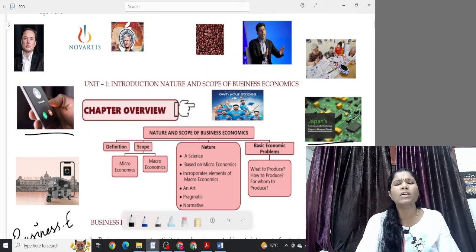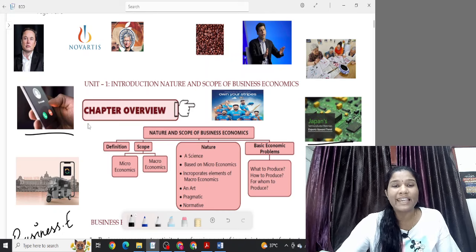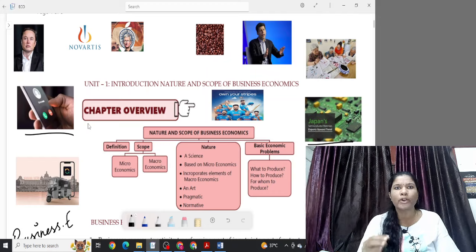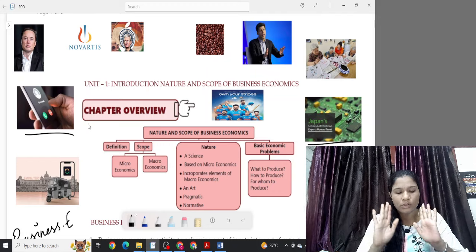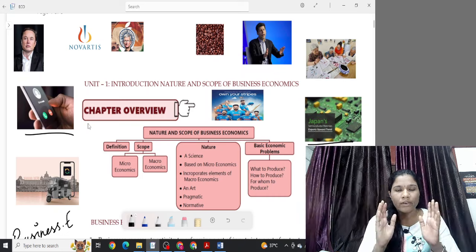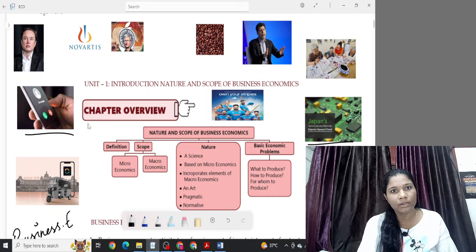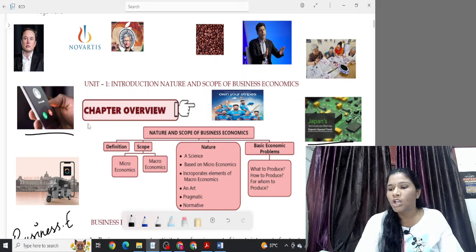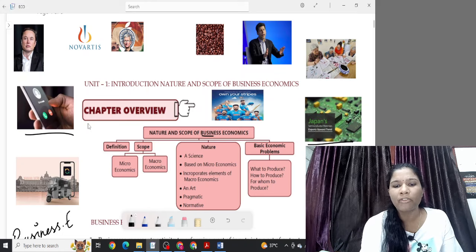So now they're talking about what you can see here. See, each and every page is very important. Here we are not going to jump and go. Here we're going to go slowly, line by line, because it is very, very important from your examination point of view. So here we have nature and scope of business economics.